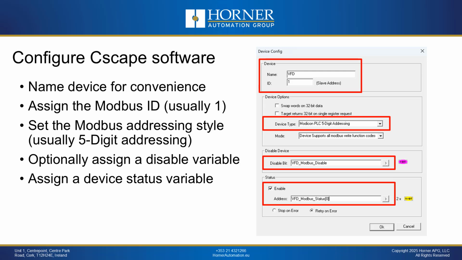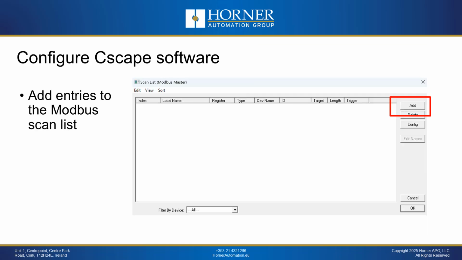Also, we are going to tell the master about each slave that is configured, and for each slave, we are going to give it a name. We are going to enter its Modbus address between 1 and 247, and we are going to identify its addressing scheme, usually using the Modbus PLC 5-digit addressing scheme. And then we are going to add status variables or a disable variable to the list of each slave. Finally, we are going to start adding entries to our Modbus scan list. That is the list of data that needs to be read or written to each slave.